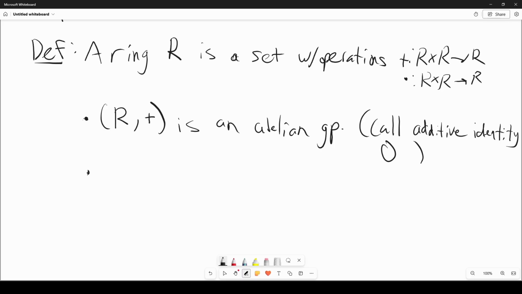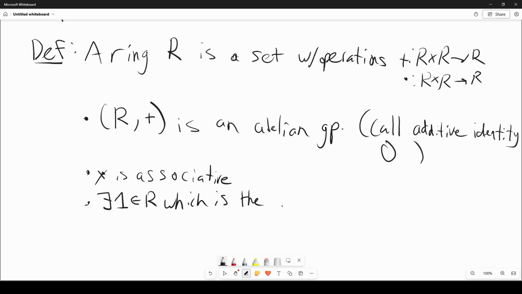And so that kind of handles our plus operation. What about the times? Well, in all of our examples, we know that times is not necessarily a group, but it does satisfy some other properties, such as, I'll write it as cross here, times is associative. We also require that there exists a multiplicative identity, 1, which is the multiplicative identity.